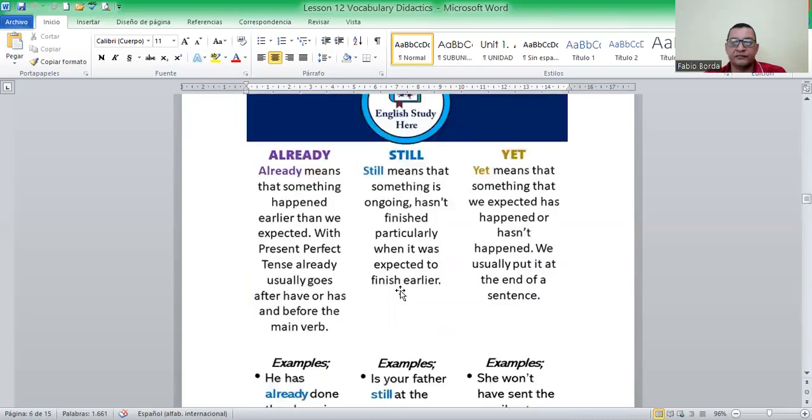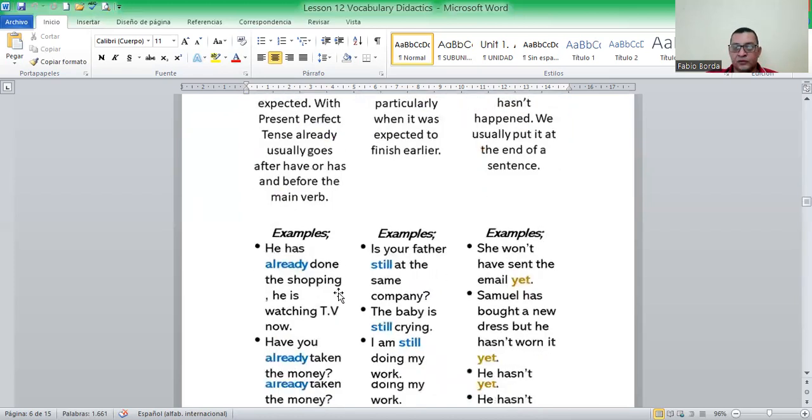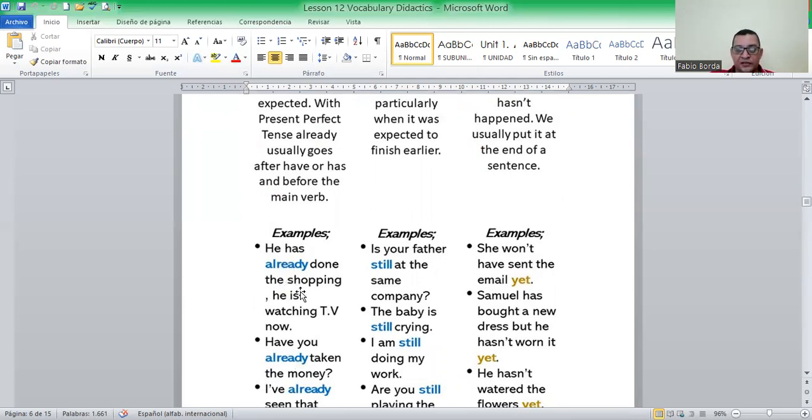Here we have already, still, and yet. What all of them mean, in order that you can connect an idea with others, how they interact with each other in order to form a good grammar structure. And also, we have here an example of how you can use them. He has already done the shopping. He's watching TV now. In this sentence, you can observe how you can connect one idea with another.